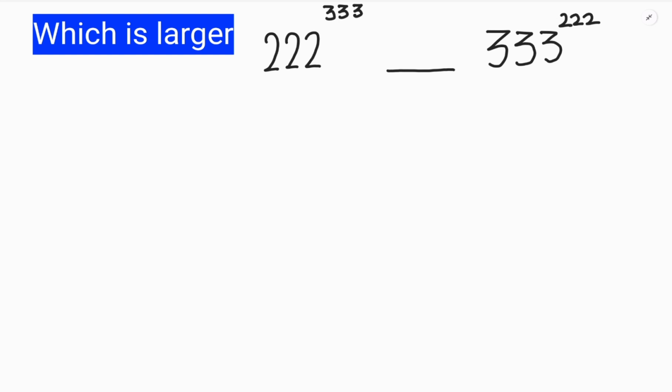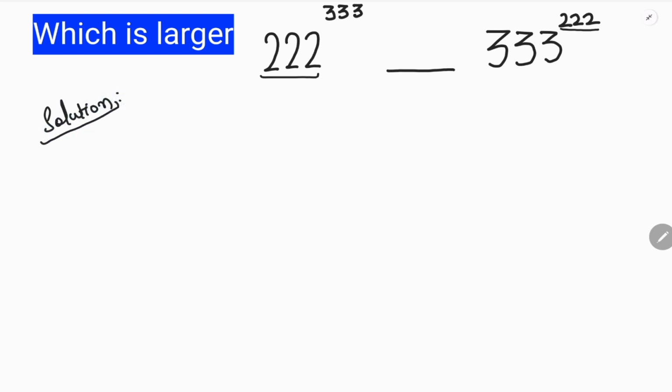The thing is, here the base, whatever is the base here, that is the power in this second thing. Okay, so you have 2 as the base, and here you have 2 as the power, and here you have 333 as the power, and you have 333 as the base in this thing. Okay, and we need to tell which is larger. So how do we proceed in this question?